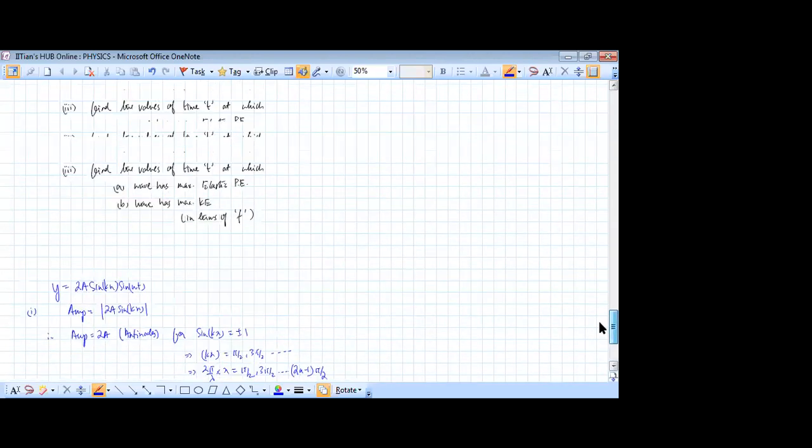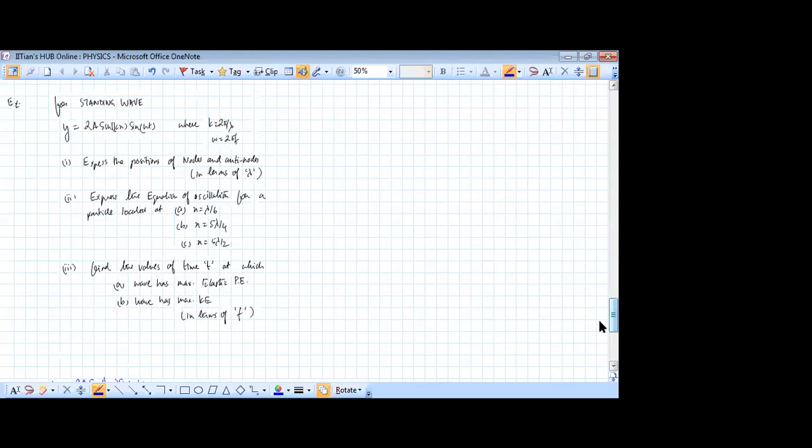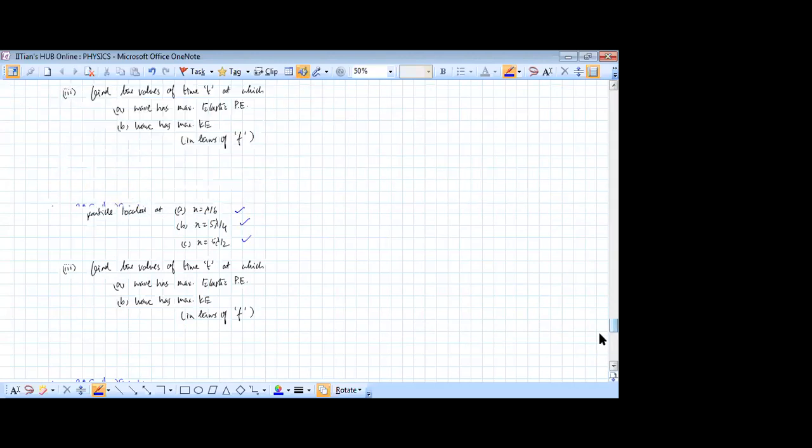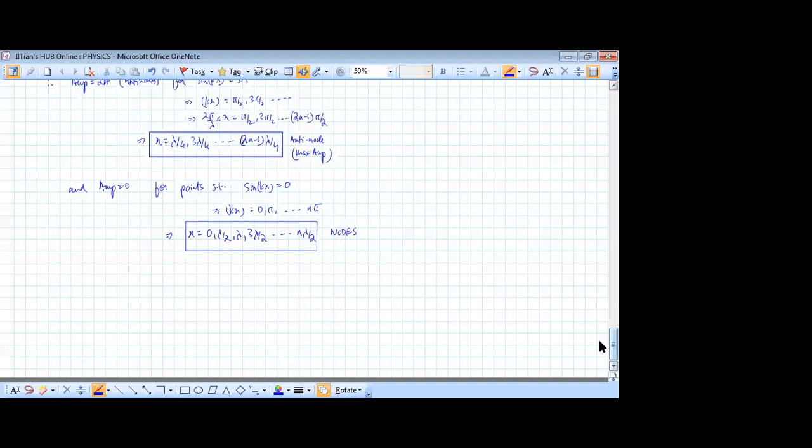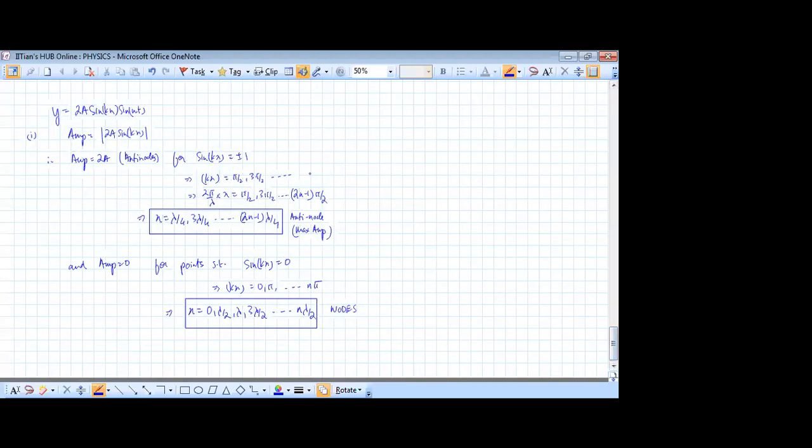Okay, so now let's come to the next thing. We have to find the equation of oscillation for these particular positions. So just plug them in the equation: lambda by 6, 5 lambda by 4 and 5 lambda by 2. So for the second part, substitute x equal to lambda by 6.